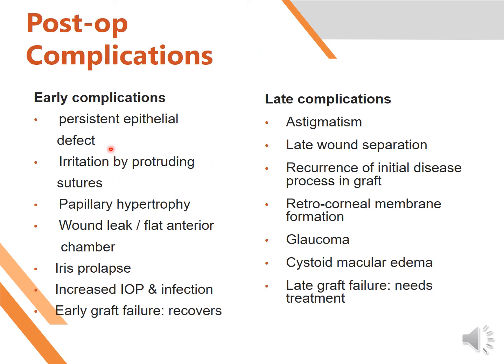Post-operative complications, there are early complications and late complications. In the early complications, there are persistent epithelial defects, protruding sutures, papillary hypertrophy, iris prolapse through the wound, increased intraocular pressure and infection, and early graft failure, which usually recovers. In the late complications, there is astigmatism because of the suturing. The corneal shape is not very good, but that needs to be corrected and can be corrected with further surgeries.